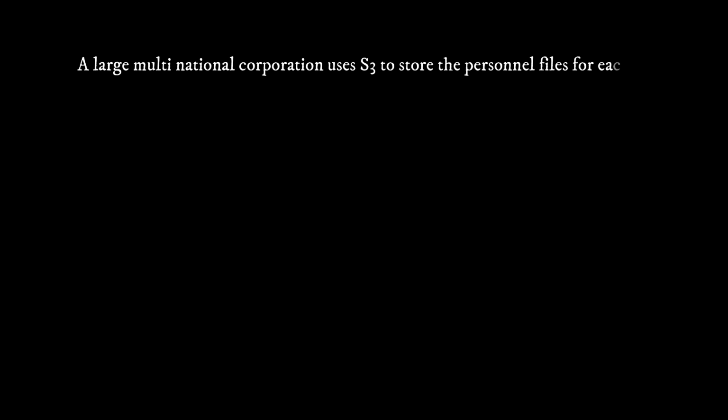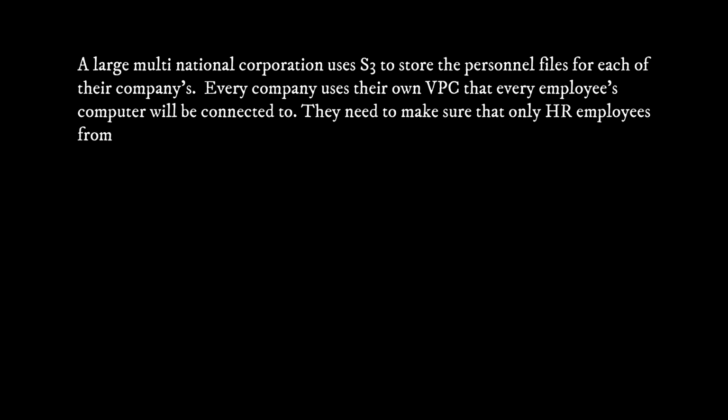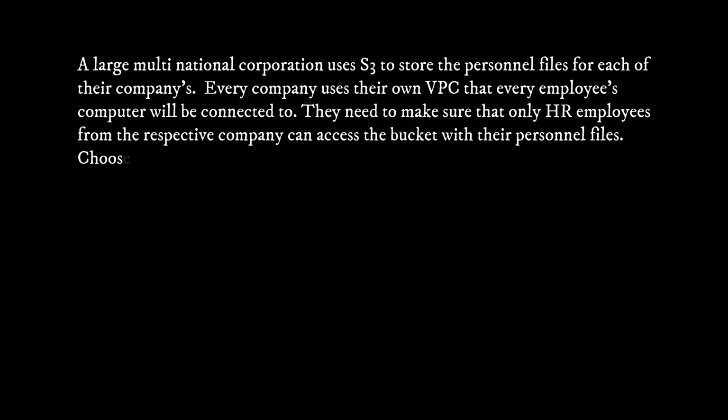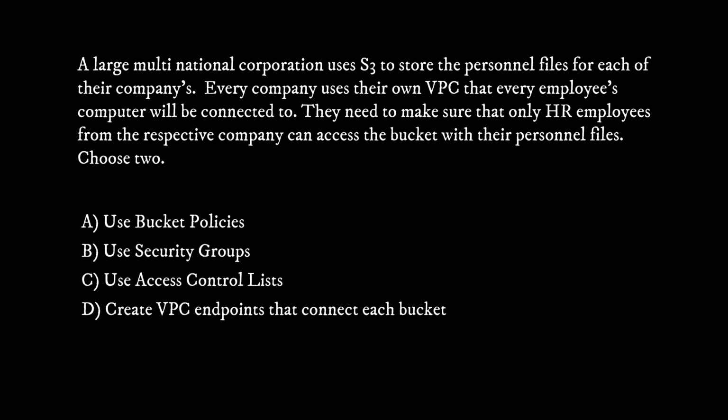Question 2. A large multinational corporation uses S3 to store the personnel files for each of their companies. Every company uses their own VPC that every employee's computer will be connected to. They need to make sure that only HR employees from the respective company can access the bucket with the personnel files. Choose 2. A. Use bucket policies. B. Use security groups. C. Use access control lists. D. Create VPC endpoints that connect each bucket to the VPC of the matching company.